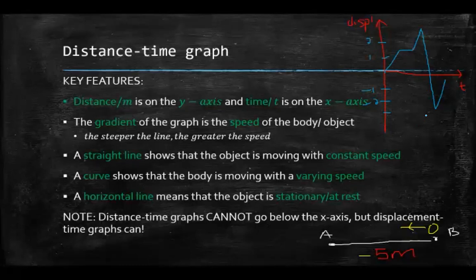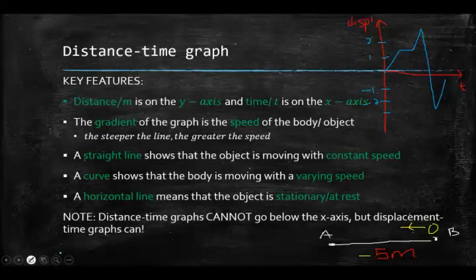So that's really the main difference between a distance time graph and a displacement time graph. Displacement can have negative values, negative y values, so it can cross this horizontal axis. But for distance time graphs, it can't do that. It would always stay above the x-axis, so it only has positive y values. Do you understand that? Okay, that's great. Just keep that in mind.